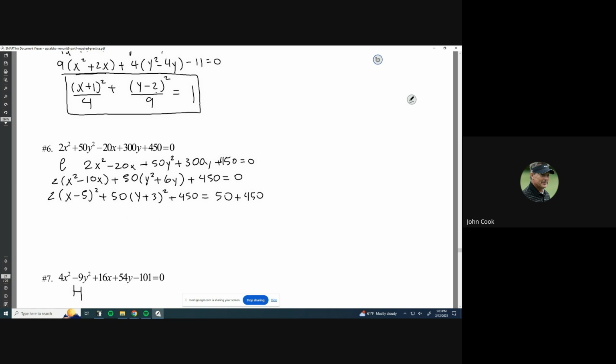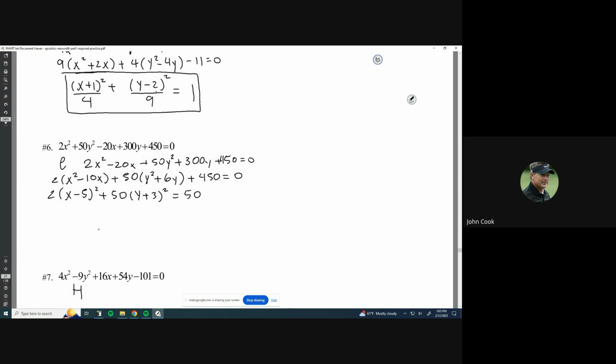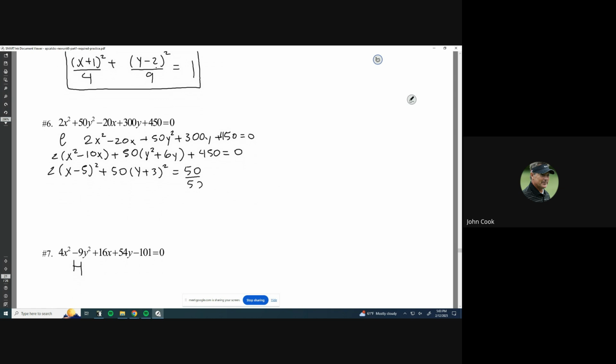And then subtract 450 from both sides. So that just canceled out the 450s, so it's just 50 now. And then let's turn that into a 1. So we're going to divide both sides by 50.